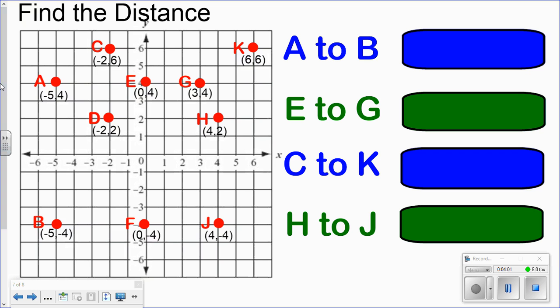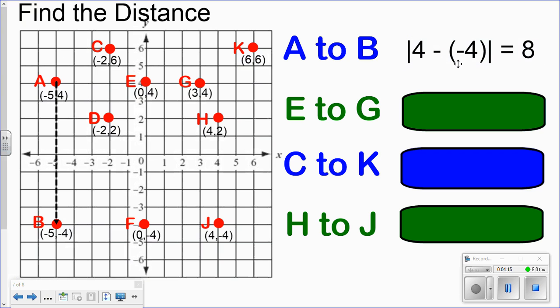So let's just review. Going from A to B, it's a straight line up and down, so we can either count the boxes or we can subtract y minus y, so -4 minus -4, and that equals 8.